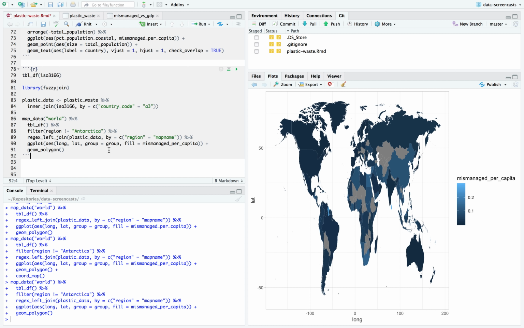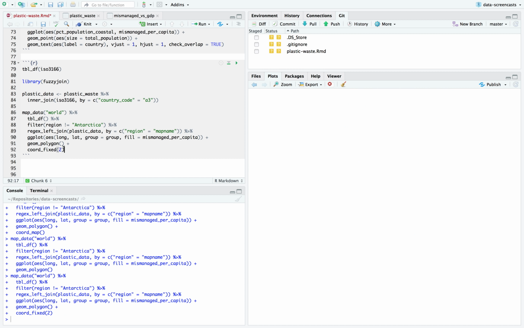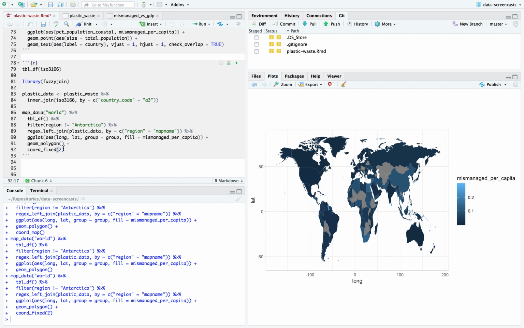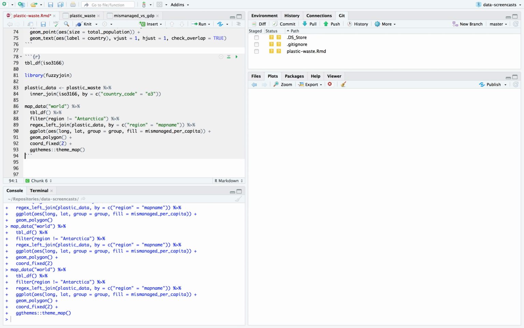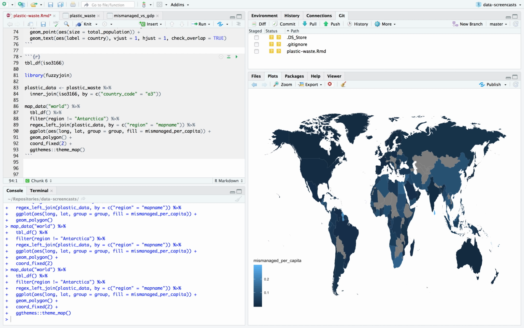It's not quite as good, but I'm going to say coord fixed. We should just filter out that country. It's so confusing. But I'm going to say coord fixed on a ratio. Does this mean wider than it is tall? This looks fine as a graph, better than some other things might. I'm going to try adding a theme map. All right, and we've created a choropleth.